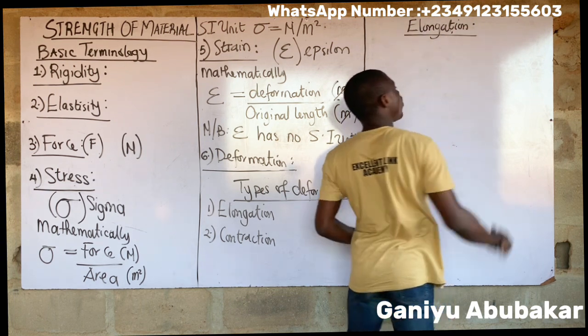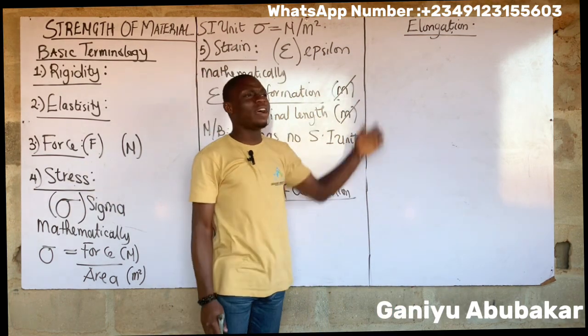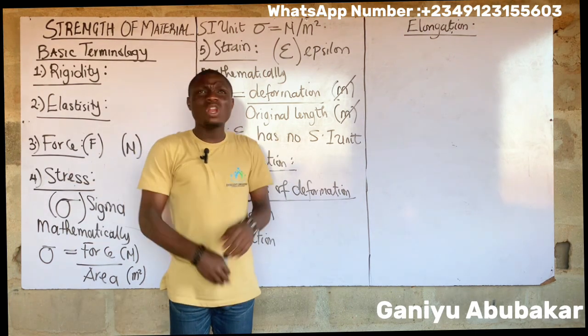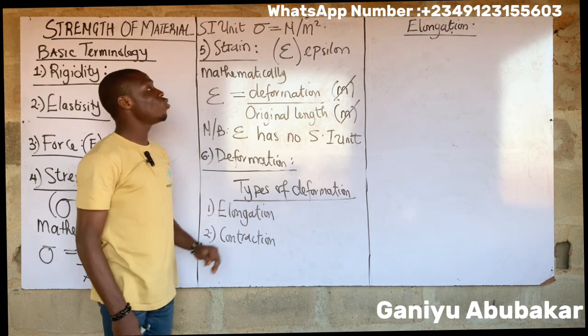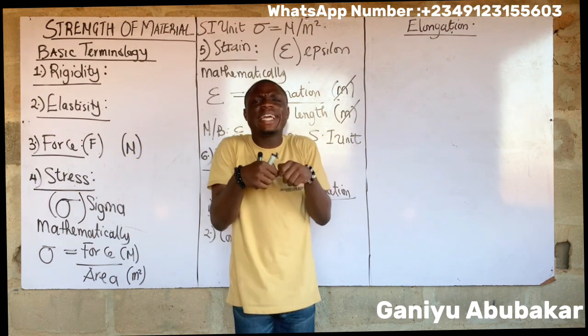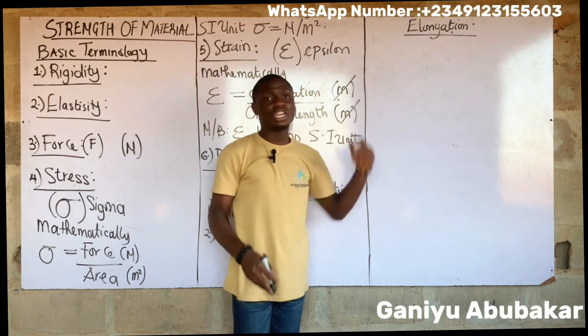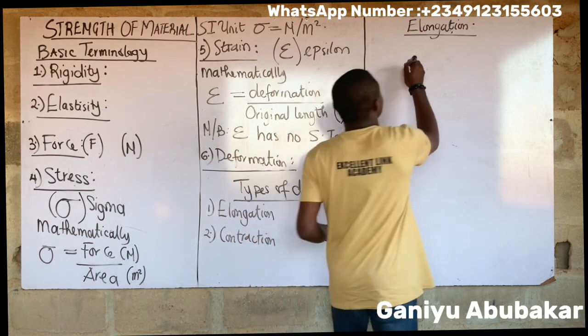By the word elongation, to elongate something. Elongation can be defined as the increase in length of a material. So when a material increases its length, deformation has occurred. The ability of a material to increase its shape or size becomes what? Elongation, right?